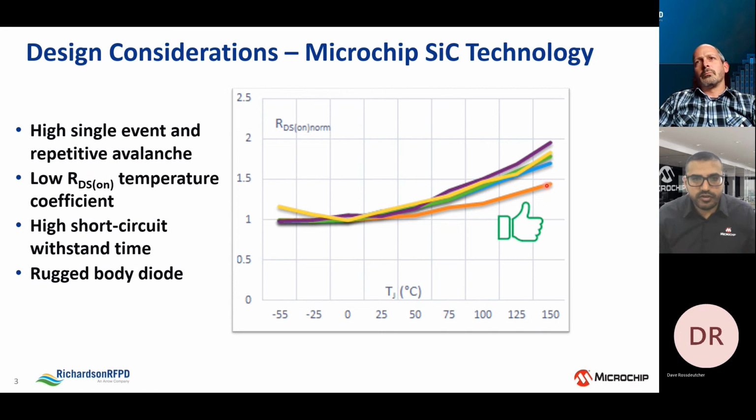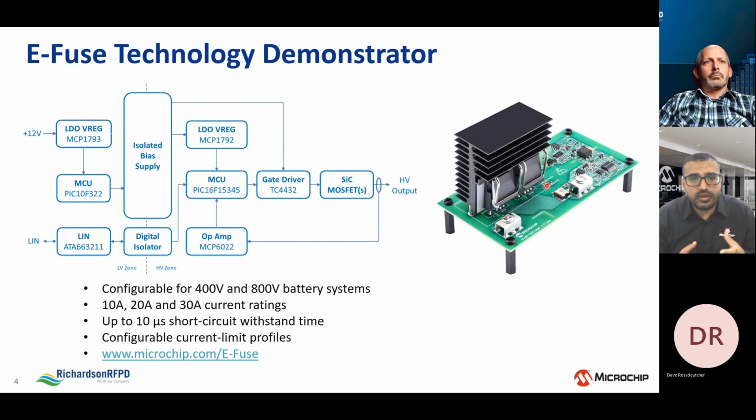Yeah, so we have the devices, we have the die, the discrete devices, the power modules, and gate drivers in development as well. But in terms of reference designs, we do have an eFuse technology demonstrator. So this is targeting automotive applications, but really can be applied to most DC distribution systems. This is a technology demonstrator targeting 400 volt EVs or 800 volt EVs, and comes in different configurations, 10, 20, or 30 amp current ratings.